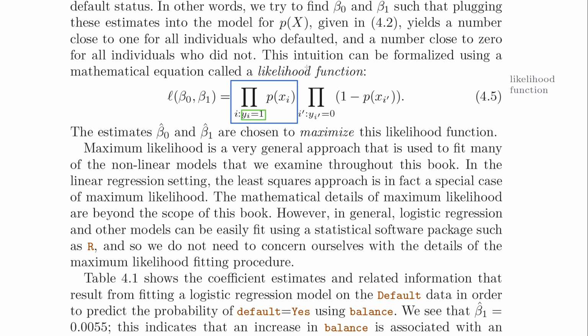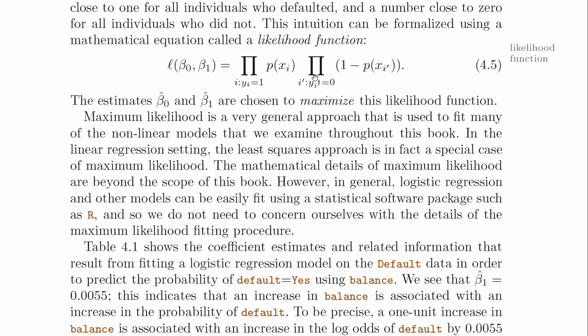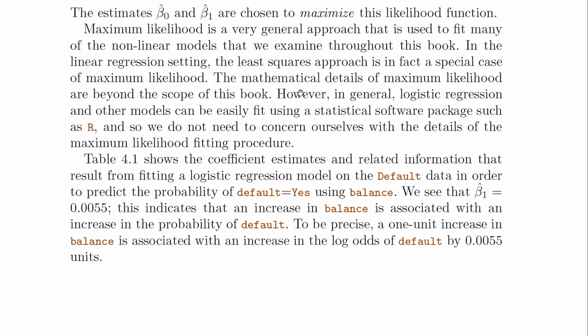you multiply each of these probabilities. In the data set, I think it's 333 of them, and the remaining 9,600, these are the probability of no default. Now, so what are we saying? We're saying that for every beta naught and beta 1, this function will give you a different output, but we pick beta naught and beta 1 that maximize this output. In fact, that's exactly what we're saying here. The estimates beta naught hat and beta 1 hat are chosen to maximize this likelihood function.